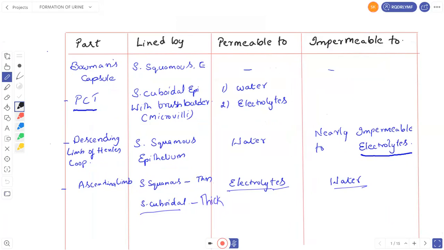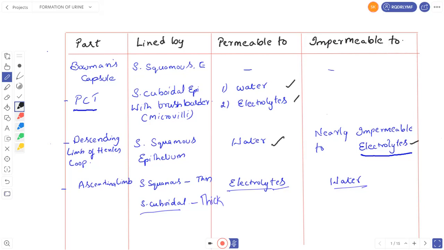That means the cuboidal cells consist of microvilli. Due to presence of microvilli, it gives a brush border appearance. So the proximal convoluted tubule is permeable to both water and electrolytes. The next one is the descending limb of loop of Henle. It is lined by simple squamous epithelium and it is permeable to the water and nearly impermeable to the electrolytes.